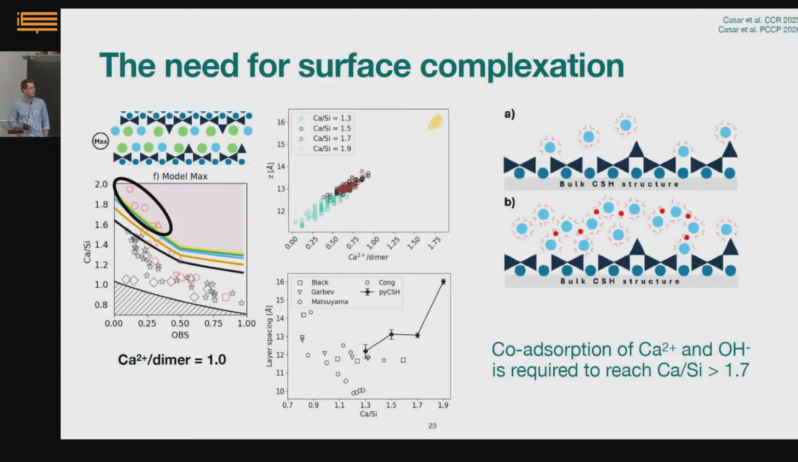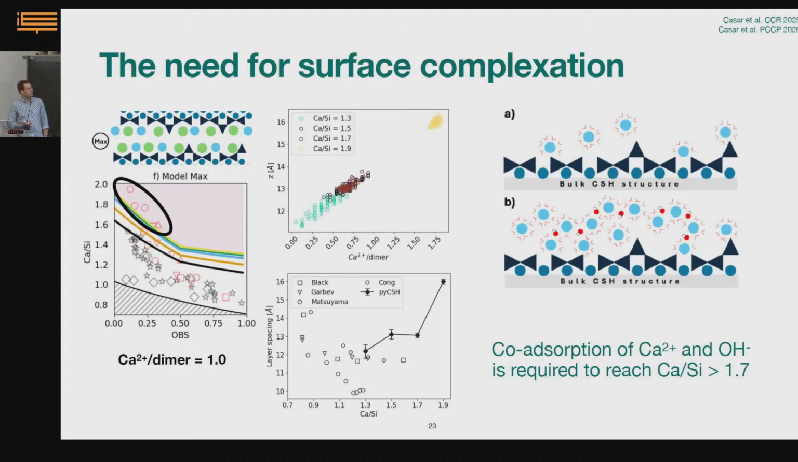Basically, what we see is that as soon as you increase your calcium in the interlayer above 1, so for each dimer present you add 1 calcium, that's the maximum. You're already at layer spacings that are generally not seen experimentally. Okay, so that's, I would say, the upper limit.